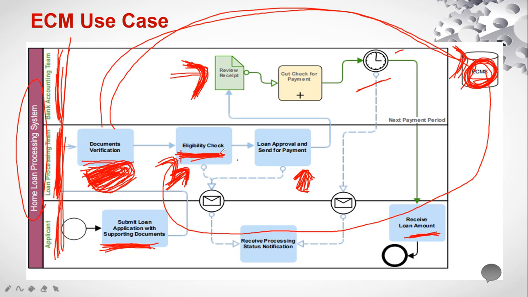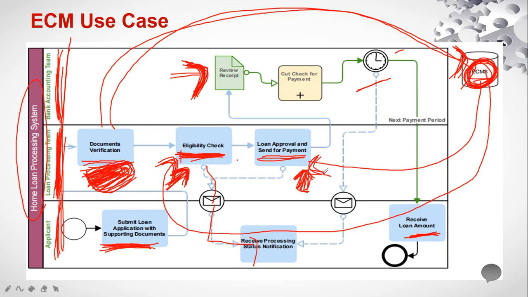There is one more arrow you can see here. By this email message, we are notifying the applicant. So once the eligibility is done, it will go for the loan approval process. In the loan approval process, if you need any document from the previous activity, that is already stored in the ECM platform, these people can read it from here.